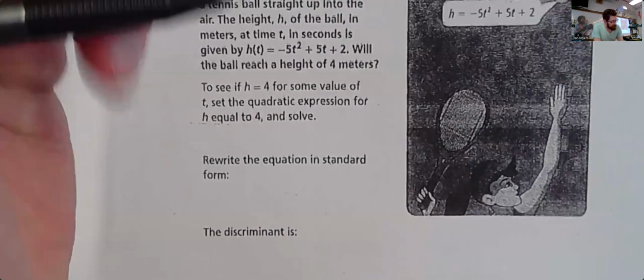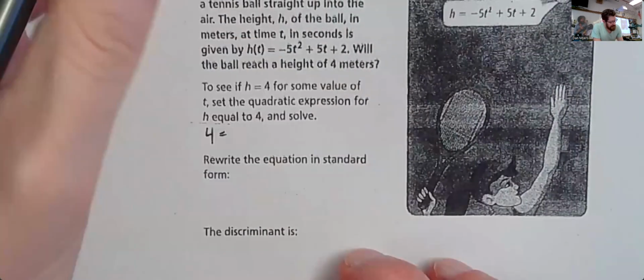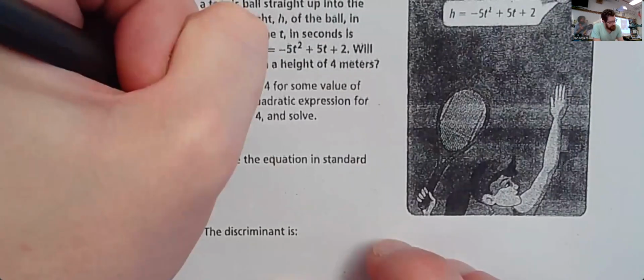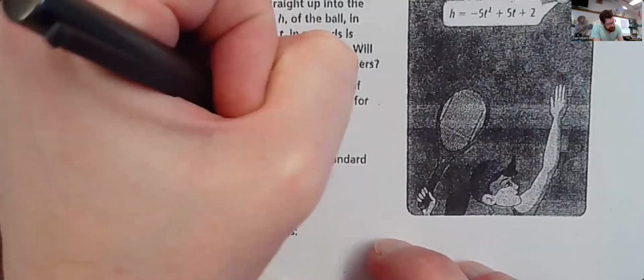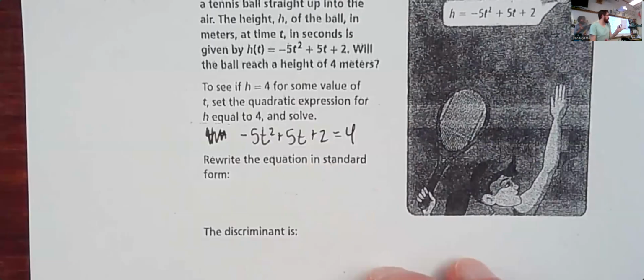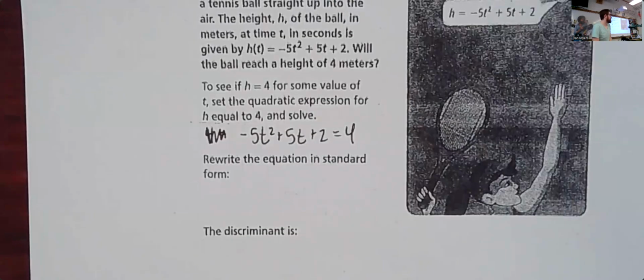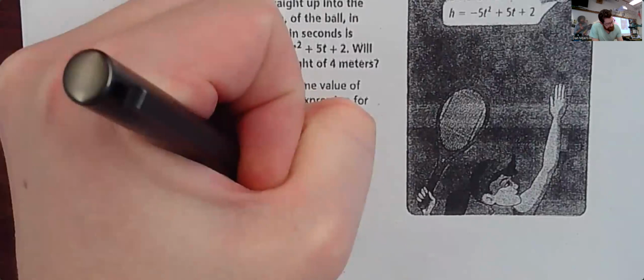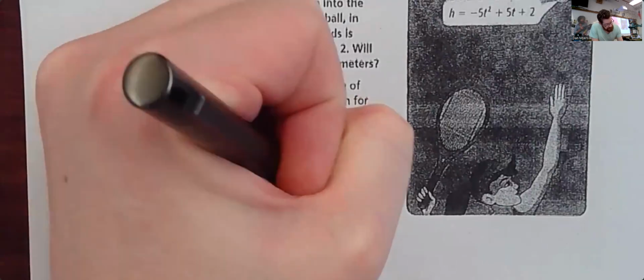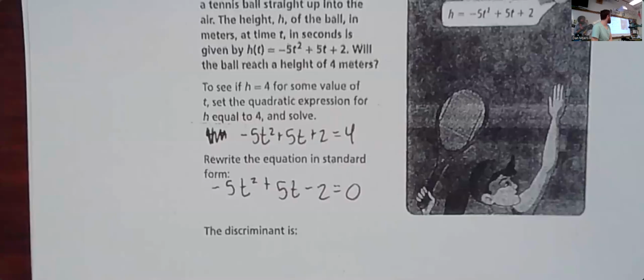So we're going to write 4 equals, actually, you know what? I'm going to flip it all around. Negative 5t squared plus 5t plus 2 equals 4. So we're just plugging in 4 for h. That's all we do first. And then rewrite it in standard form. What that means is set it equal to 0. So basically subtract 4 from both sides. So that's going to be negative 5t squared plus 5t minus 2 equals 0, because we subtracted 4 from both sides.